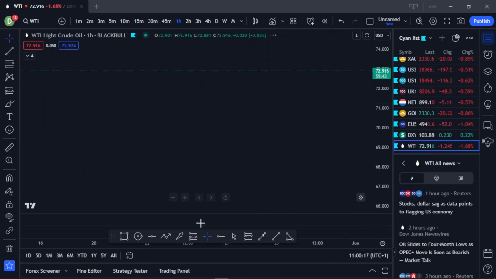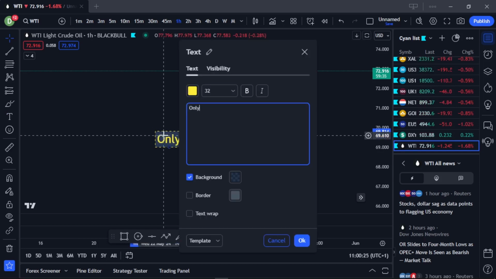Let me write down the rules for you. The rule number one when it comes to trading oil is simply to only follow the trend. Only trade in the direction the market is going. If you see that the direction has gone too far, then that's where point number two comes from.